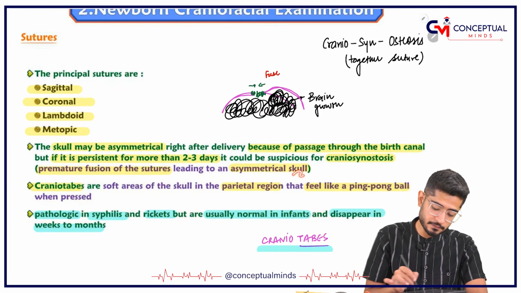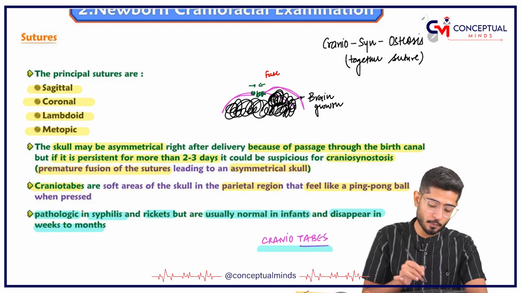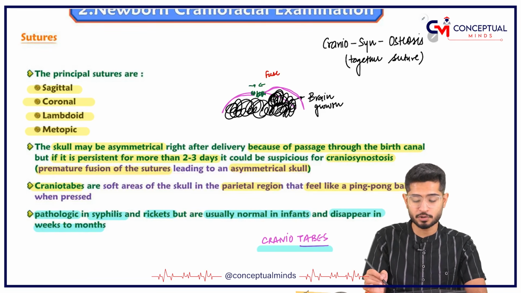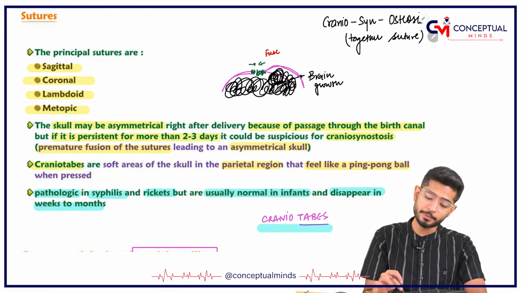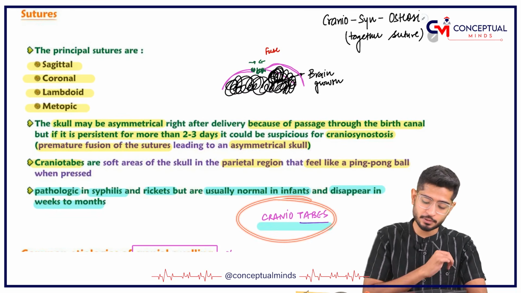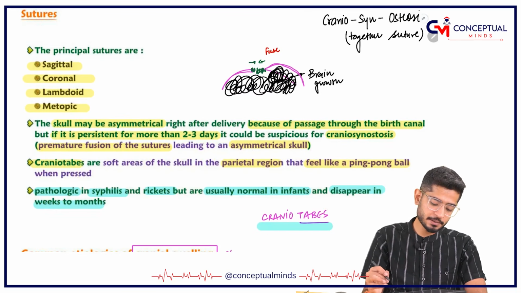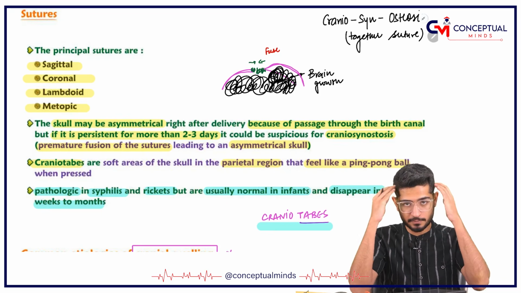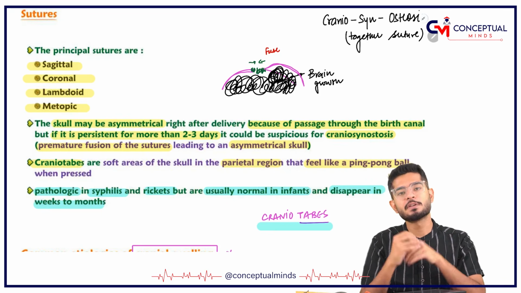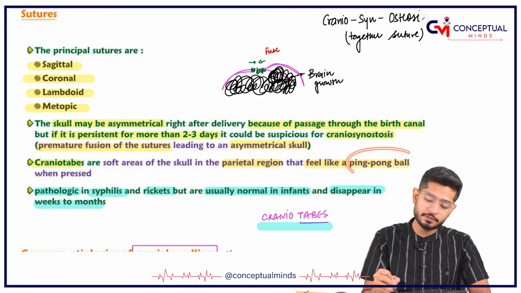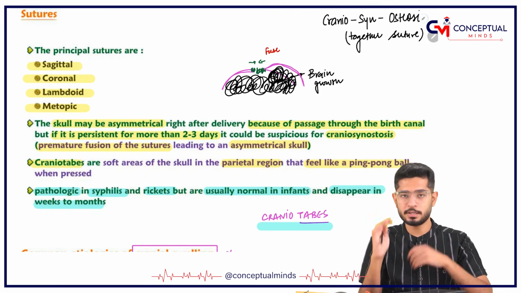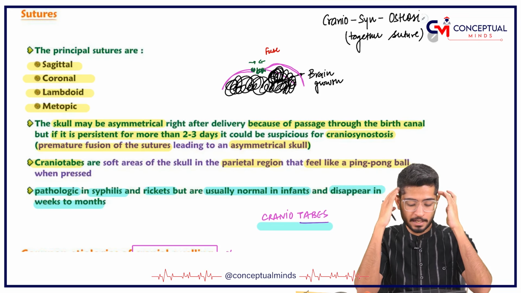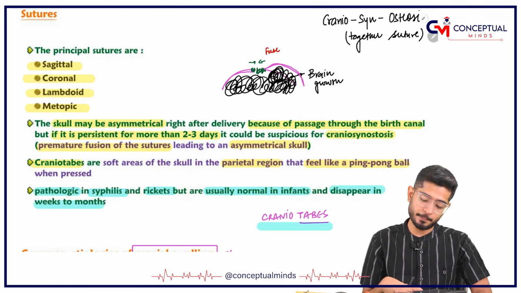That is one of the reasons for asymmetrical skull. Why? Because there is a premature fusion of the sutures. Coming on to the next concept of craniotabes. What is craniotabes? Craniotabes means, in the parietal region of the baby, whenever you press it, it feels like a ping pong ball when it is pressed.